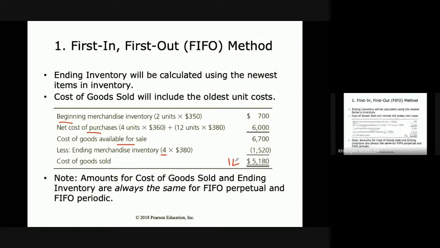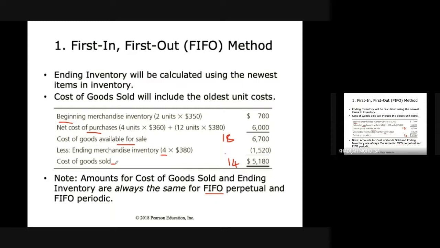Again, you have 18 units. When you do a stock take, you see that you only have 4 units in your inventory, in your shop, for example. Then 18 minus 4 means that you have sold 14 units. So the amount of cost of goods sold and ending inventory are always the same for FIFO, whether it's perpetual or periodic. So that's how you decide on your COGS.